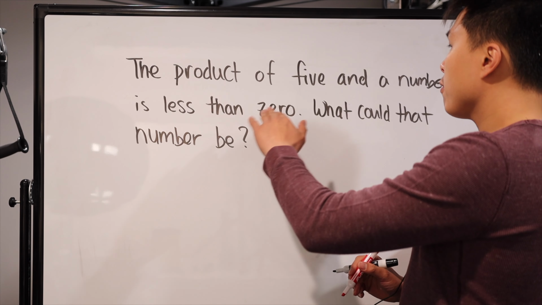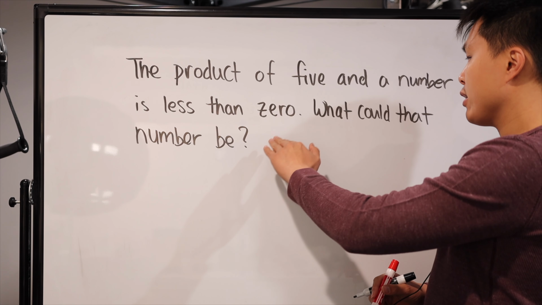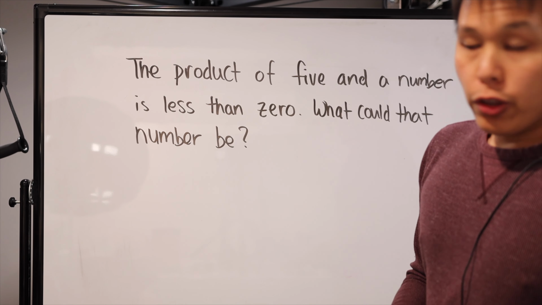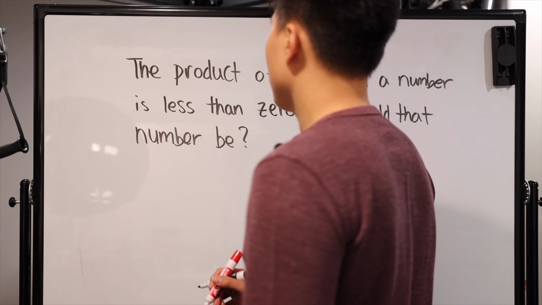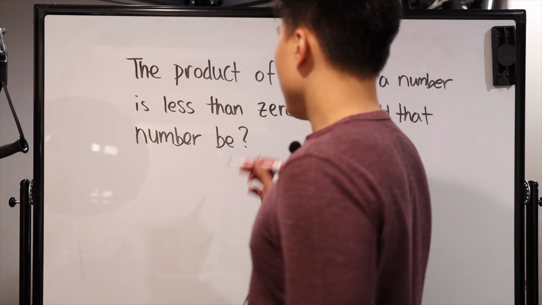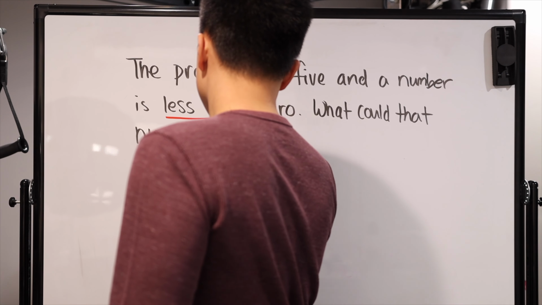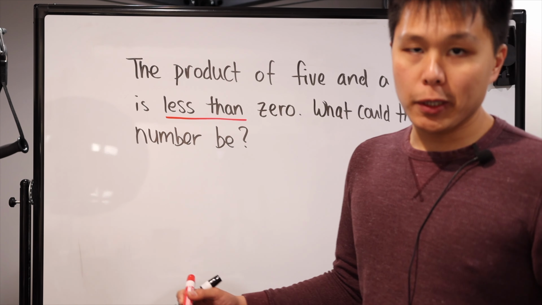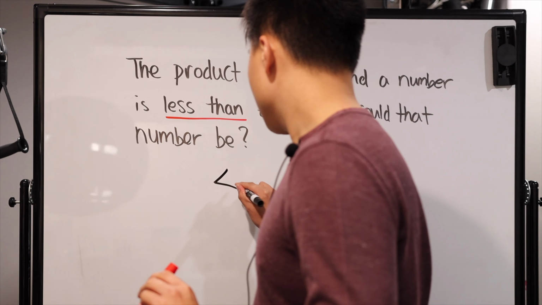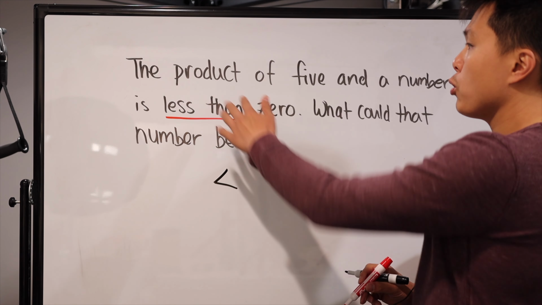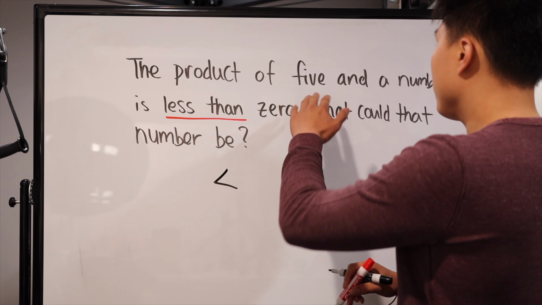Now, the product of 5 and a number is less than 0. What could that number be? There is a lot of different vocabulary that you would hopefully recognize by this point. If you haven't, please watch that other video. But the one that we want to focus on is this less than. They spelled it out for us, so we know exactly what symbol we're working with, which is the less than symbol. Now we can translate the rest of them. Product, multiplication of 5 and a number.